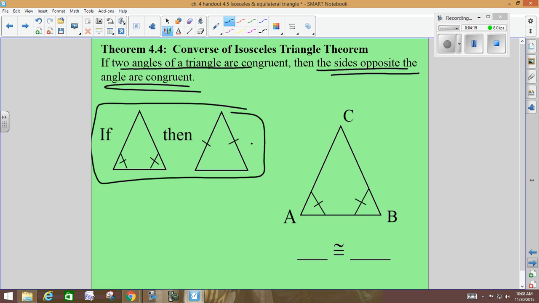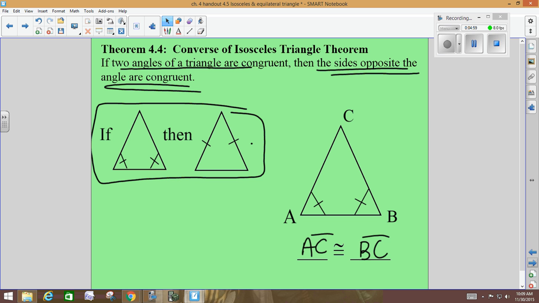Looking at triangle ABC, I know that angle A is congruent to angle B. So the sides opposite of them have to be congruent. Which side is opposite of angle B? Yep. And how about angle A? BC. You could say CB and CA, that wouldn't change it. But since the two angles are congruent, then the two sides have to be congruent. These are theorems, properties of isosceles triangles. The definition of an isosceles triangle is that it has two congruent sides. The property then is that there are two congruent angles also. Okay, so make sure you understand the difference there.